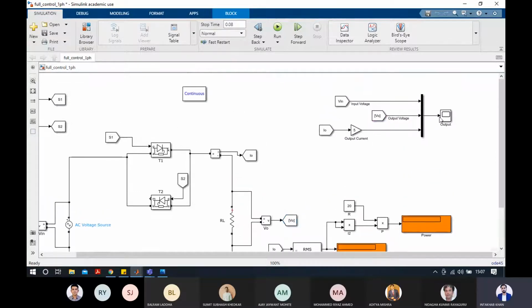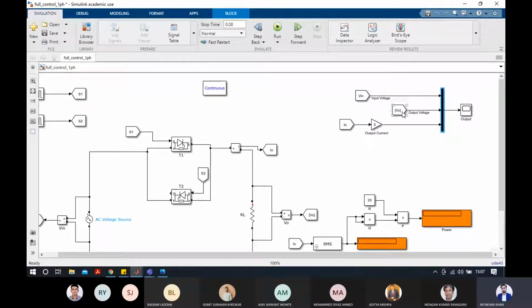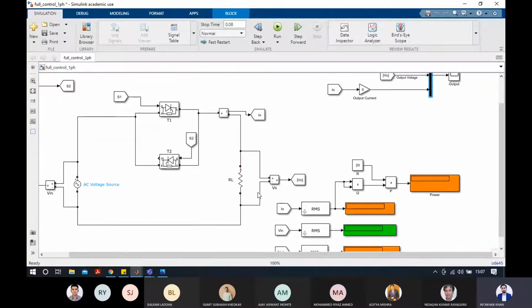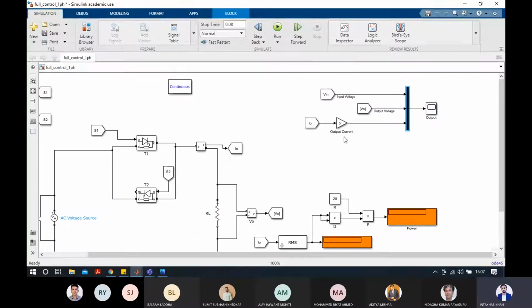Now what we will be doing is taking these outputs in a single graph. We'll be getting V input, that is whatever we measured over here, V in, and V output, the voltage we measured across the resistor, and the output current, which we measured from this current measurement block, all in a single graph.